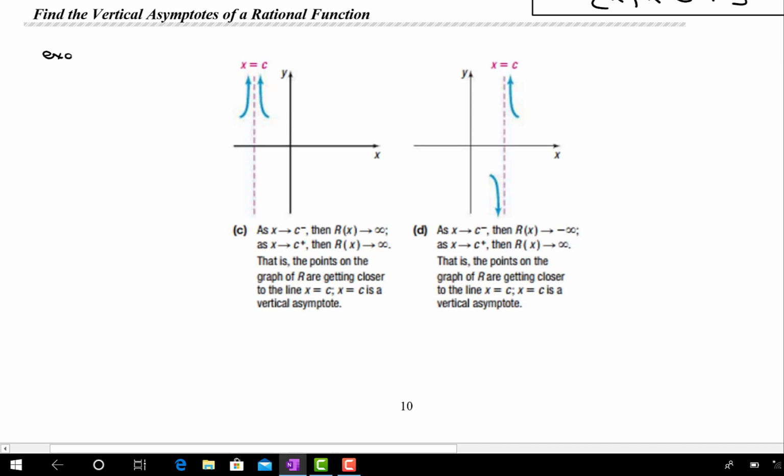All right, let's go into finding vertical asymptotes of a rational function. Let's do a quick little example here, just to make this easier to understand. F of x is equal to 1 over the quantity x plus 3, quantity squared.